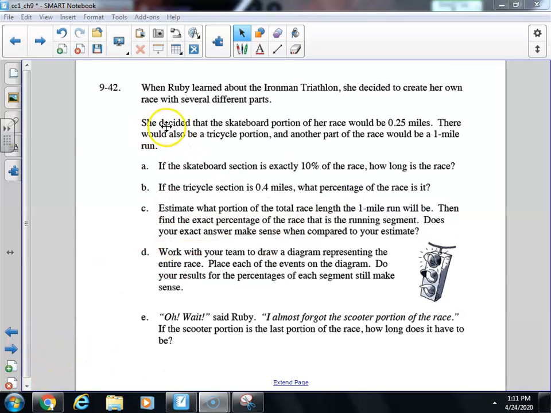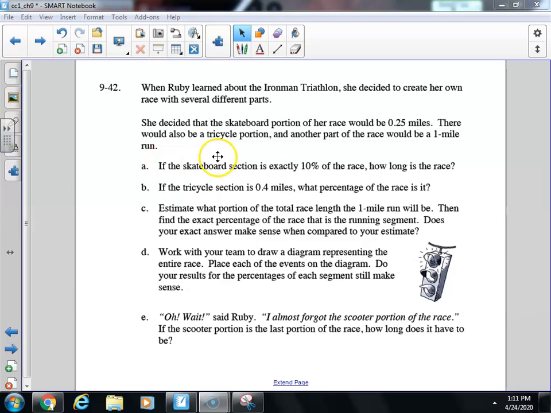Question 42. So we're going to skip question 41. So 42 says, Ruby learned about the Ironman Triathlon. She decided to create her own race with several different parts. She said that the skateboard portion of it would be 25 hundredths of a mile. There would also be a tricycle portion, and another part of the race would be a 1 mile run.